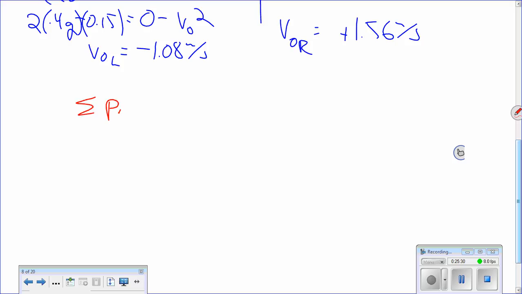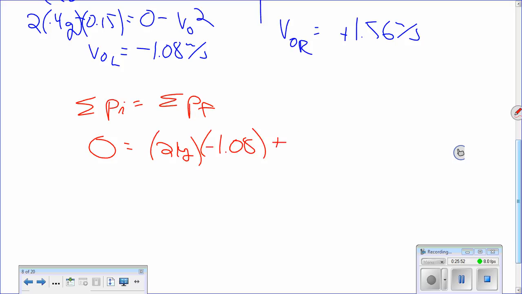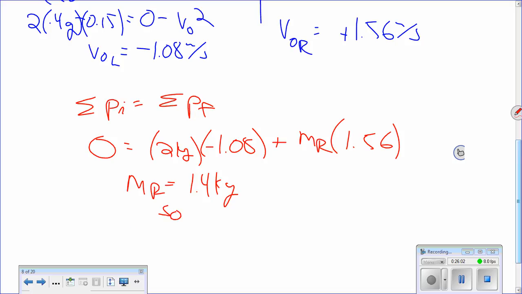So the idea is this. Our total momentum initial has got to equal our total momentum final. Before the explosion, what was our momentum? 0. That's got to equal the momentum of the block on the left plus the momentum of the block on the right. So that's 2 kilograms times negative 1.08 plus the mass of the block on the right times positive 1.56. Solve it. The block on the right ends up having a mass of 1.4 kilograms. So M equals 2 plus 1.4 equals 3.4 kilograms.